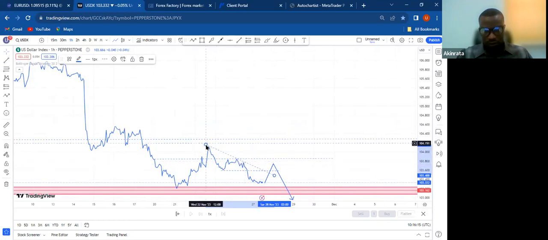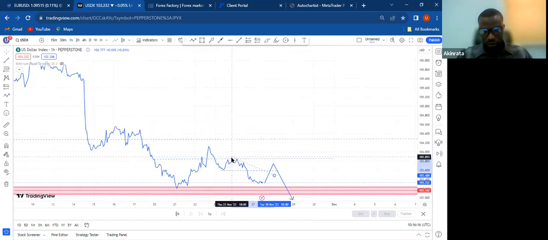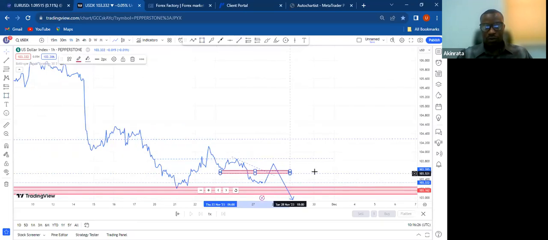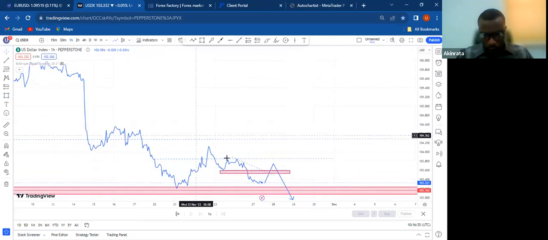I can also do this too, this touch. So you have first touch, second touch. So you need price to tap into this area, to this level. So you have the proper sell. So also there is another one here. There's another one here.